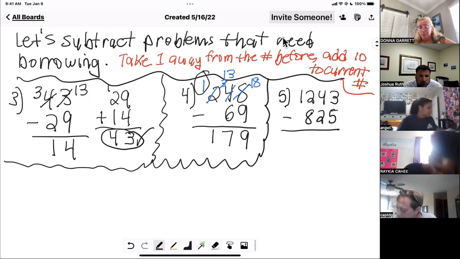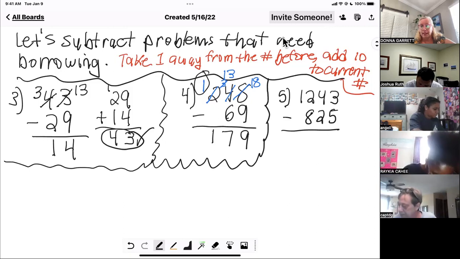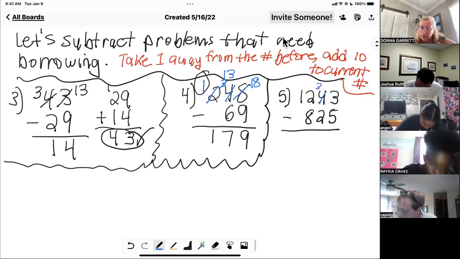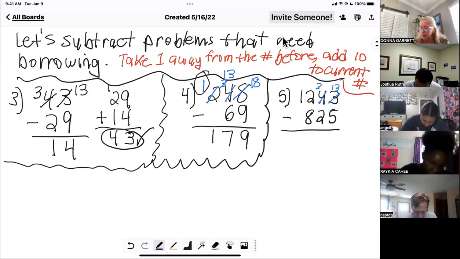Okay, so all the way to the right, I have 3 minus 5. Can't happen. I can't take 5 things away from 3. So I have to borrow. So I'm going to take 1 from the 4 and make it a 3. And I add 10 to the 3 and make it 13. Why? Because now I can subtract. 13 is bigger than 5. 13 minus 5 is 8.